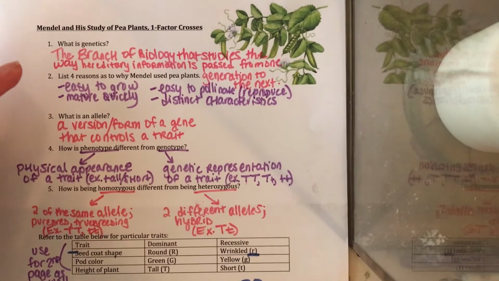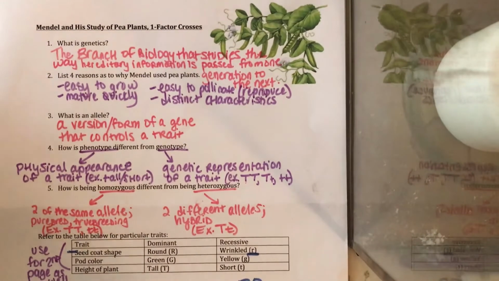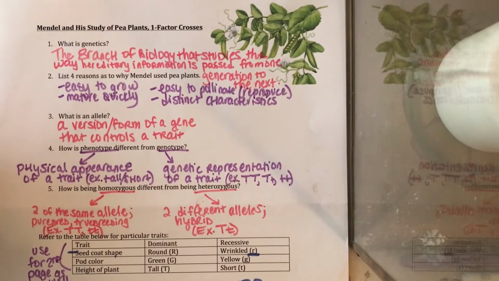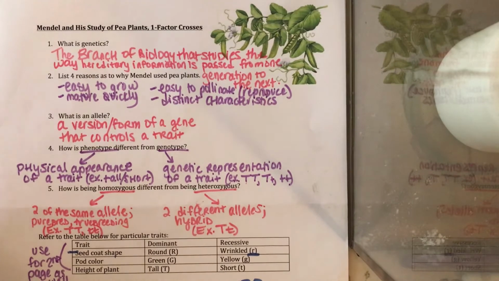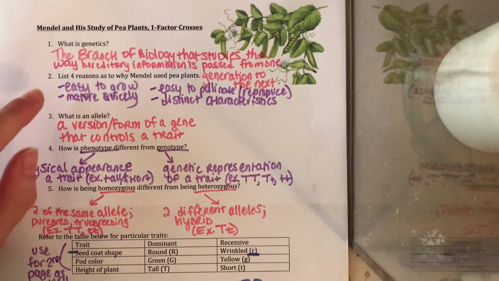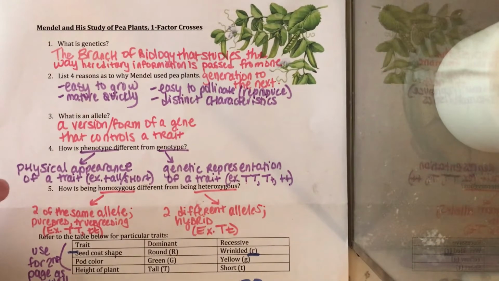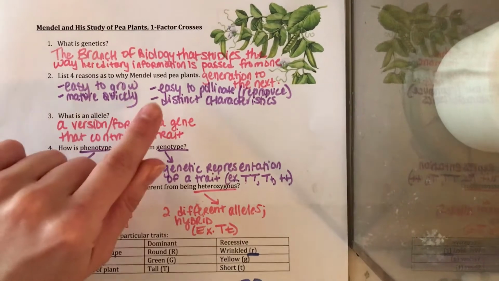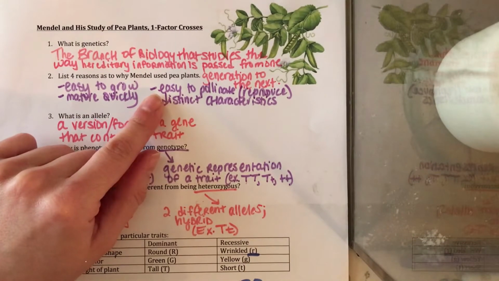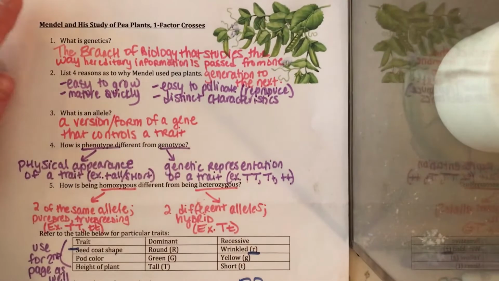So for one, what is genetics? It's just the branch of biology that studies the way hereditary information is passed from one generation to the next. We say often that Mendel is the father of genetics because he paved the pathway for those studies. Two, list 4 reasons as to why Mendel used pea plants. They're easy to grow, they mature quickly, they're easy to pollinate or reproduce, and distinct characteristics.